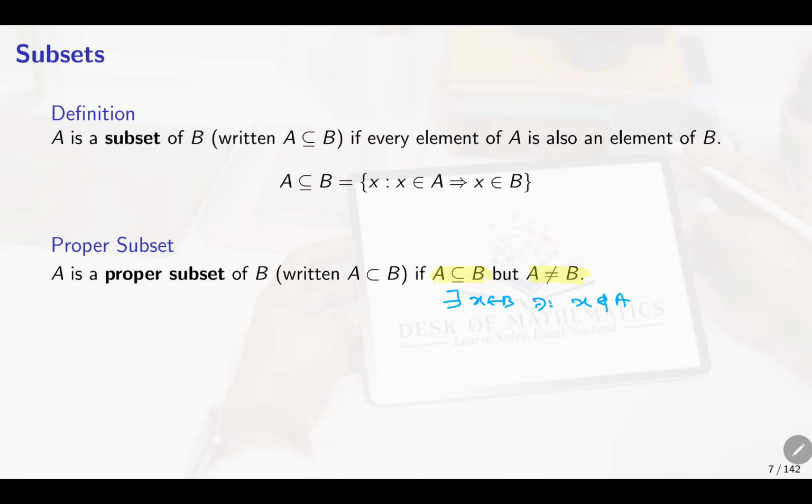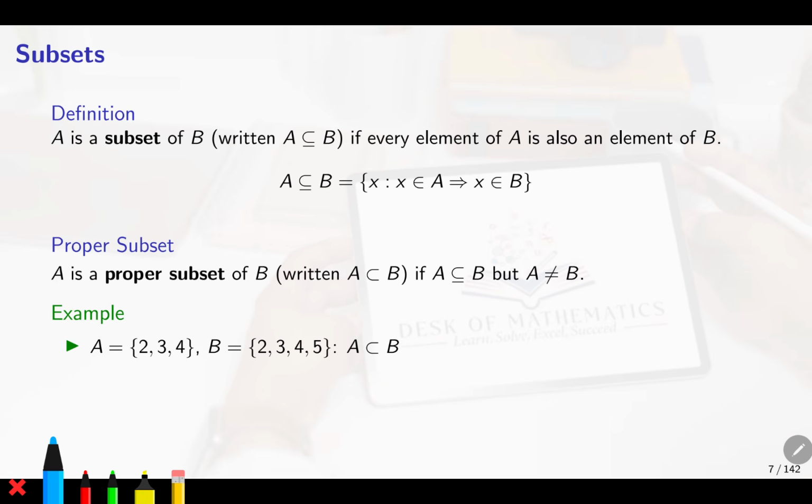So then we say that this is a proper subset. For example, if A is the set {2, 3, 4} and B is the set {2, 3, 4, 5}, you can check there is one extra element here. You can check that 5 is in B but not in A, but every element of A is in B, so A is a subset of B and this is a proper subset of B.